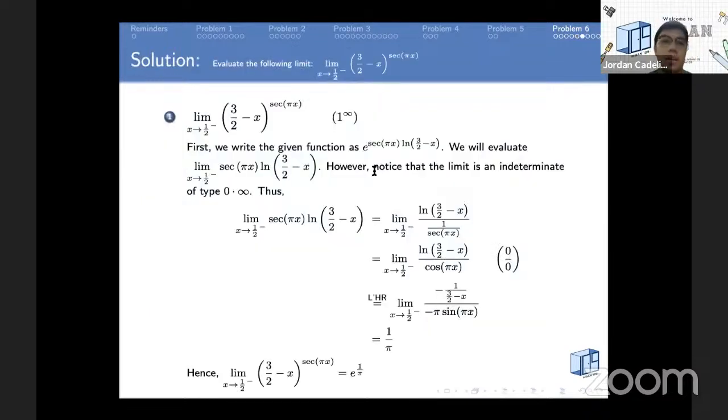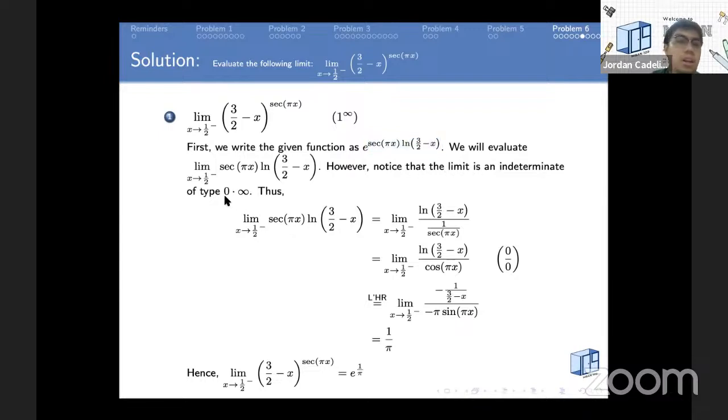So yung una, limit as x approaches 1/2 from the left of 3/2 minus x raised to secant pi x. So this is in the form 1 raised to infinity kasi as you approach from the left yung 1/2, yung form nito is pa-approach na to sa positive infinity. Then ito namang nasa loob, magiging 3/2 minus 1/2 which is 2 over 2 equals 1. So ngayon, because of that, we write this as e raised to secant pi x, natural logarithm ng 3/2 minus x. Then we'll just evaluate ngayon itong limit dito.